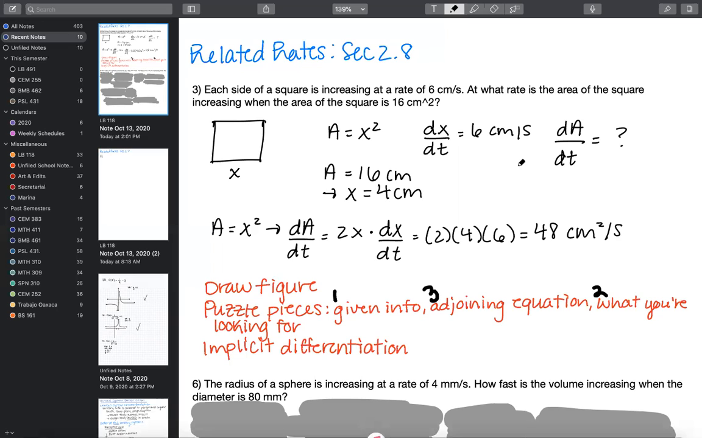So the setup, like I said, is where the majority of the legwork lies. And then once you get going on the implicit differentiation, more often than not, it just becomes take the derivative and then plug in, and then that's your answer.